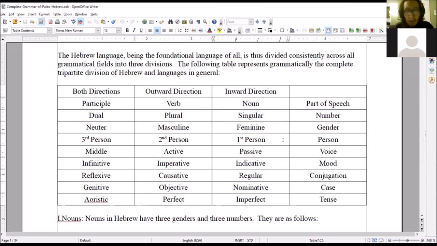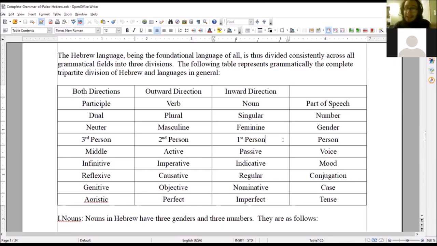Now person. If you're saying I or we, first person, I. Also plural, we or us, referring to us or me, right? Inward. Second person is outward, you or you all. And then third person is both inward and outward.